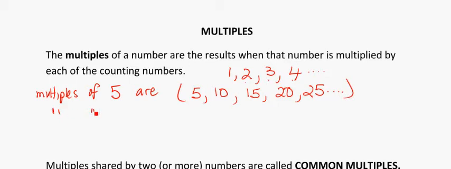What are the multiples of 7? 7 times 1 is 7. 7 times 2 is 14. 7 3s are 21. 4 7s are 28, and so on.